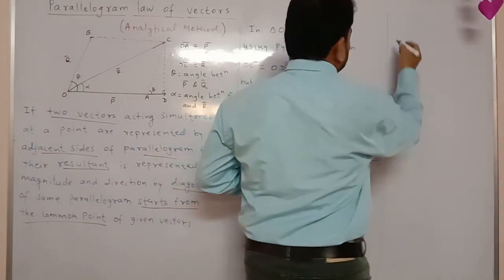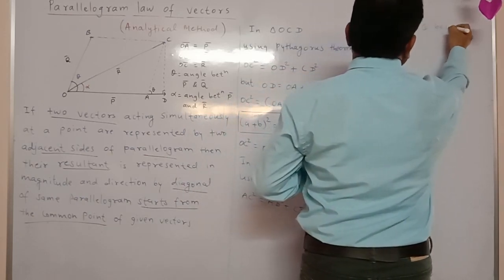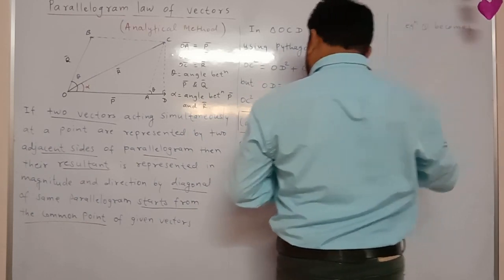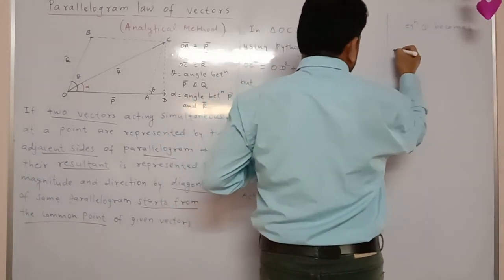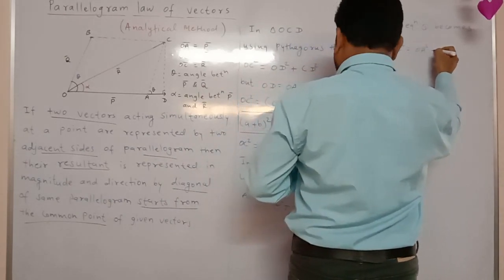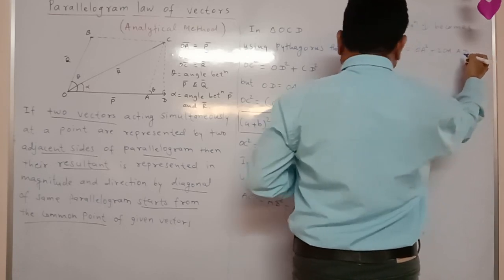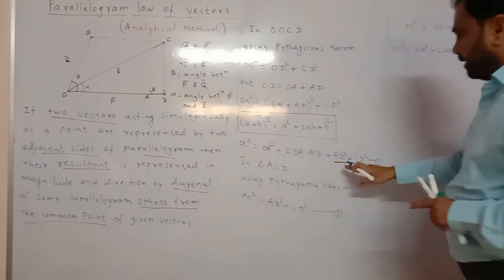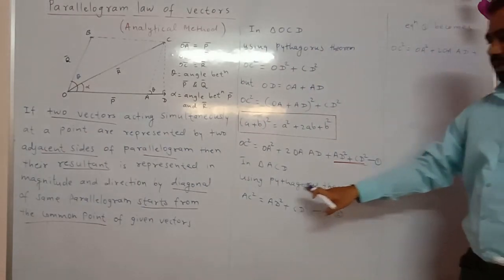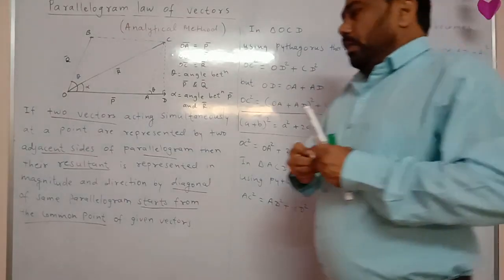Therefore equation 1 becomes: OC square is equal to OA square plus 2 OA dot AD plus, instead of AD square plus CD square, we write AC square. This is equation number 3.